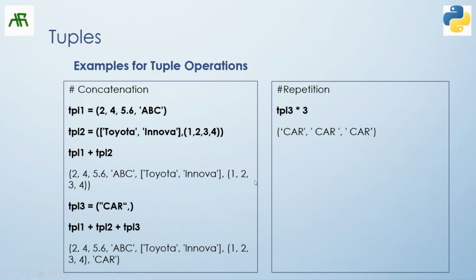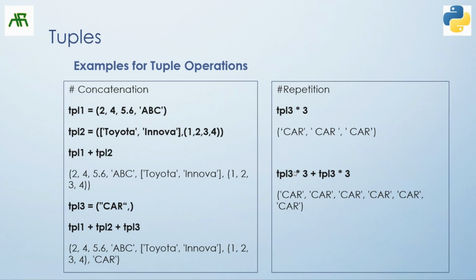The next operation is repetition. As we saw, using the star operator, we can repeat a particular tuple a number of times. Here I'm printing TPL3 three times, so I'm going to get values appropriately. And a combination of operators, as we saw as an example in list as well.